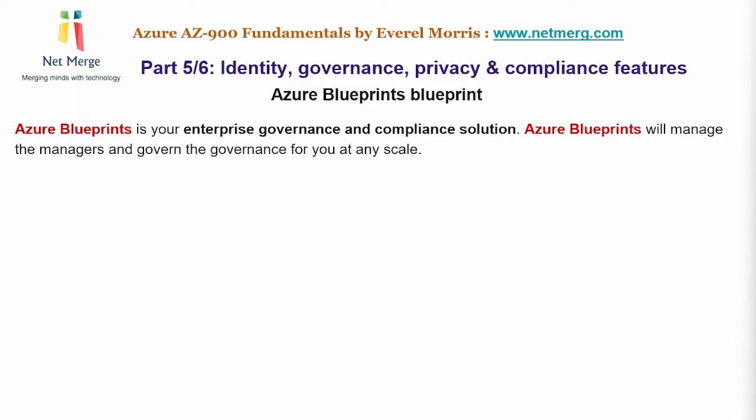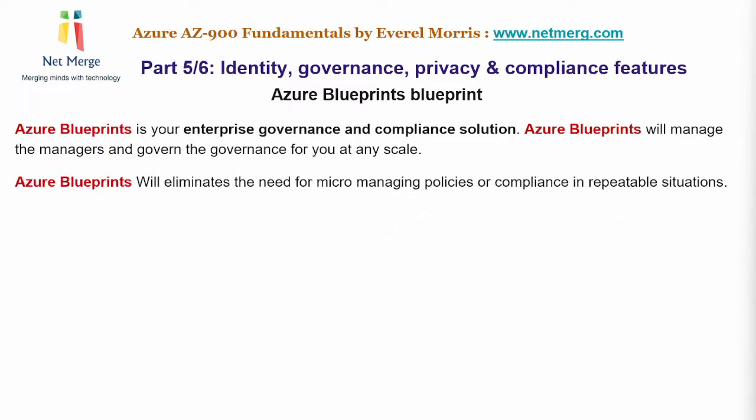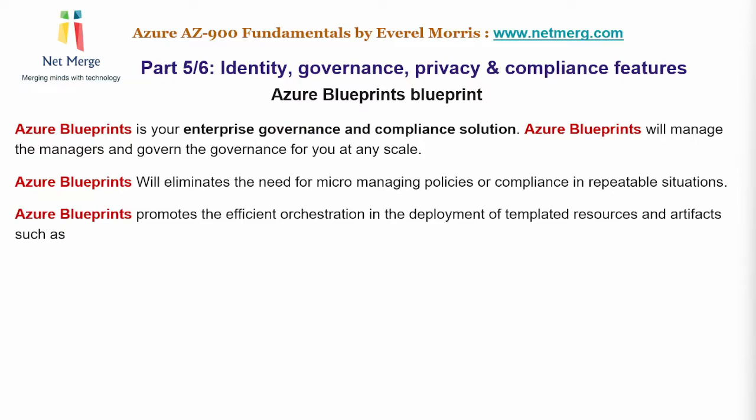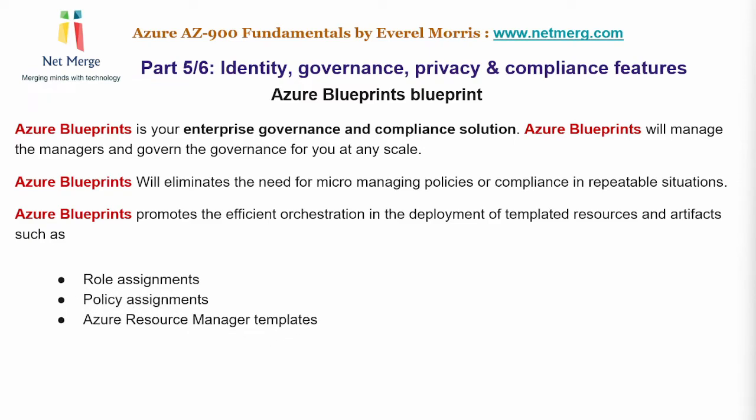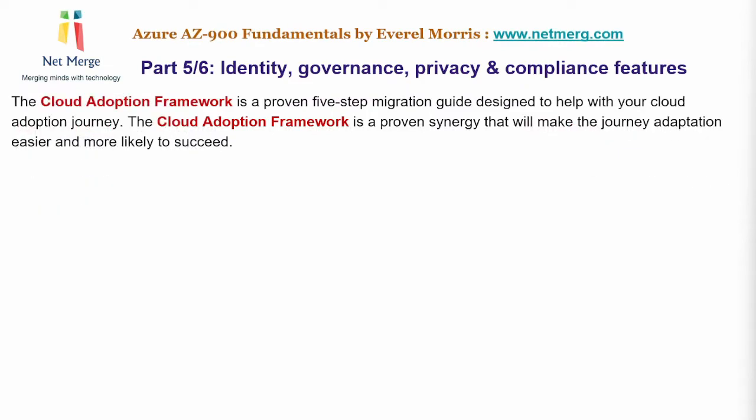Azure Blueprint actually sits on top of that, and it gives you broad scope with far-reaching powers. Azure Blueprint will eliminate the need for micromanaging policies or compliances in repeatable situations. So you could use it broadly, and it has broad reach and scope. Azure Blueprint promotes the efficient orchestration in the deployment of templated resources and artifacts, and these are some examples: role assignment, policy assignment, Azure Resource Manager template, resource groups. You see, it stands on top of all of those services.